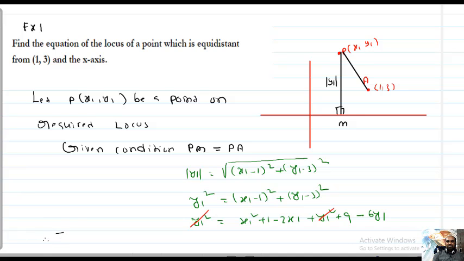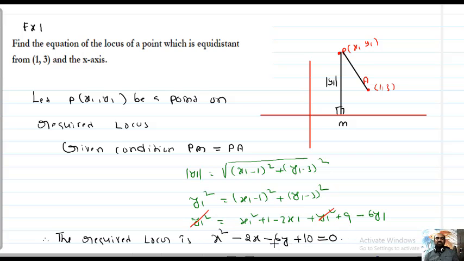Now I want to write the conclusion. Therefore, the required locus is, now I want to drop the suffixes x1 and y1. Directly I want to write the equation: x square minus 2x minus 6y plus 10 equal to 0. This is the required equation of the locus. It means that under this condition only the point P will move, or the path of P will give a graph which is nothing but x square minus 2x minus 6y plus 10 equal to 0 on the coordinate plane.